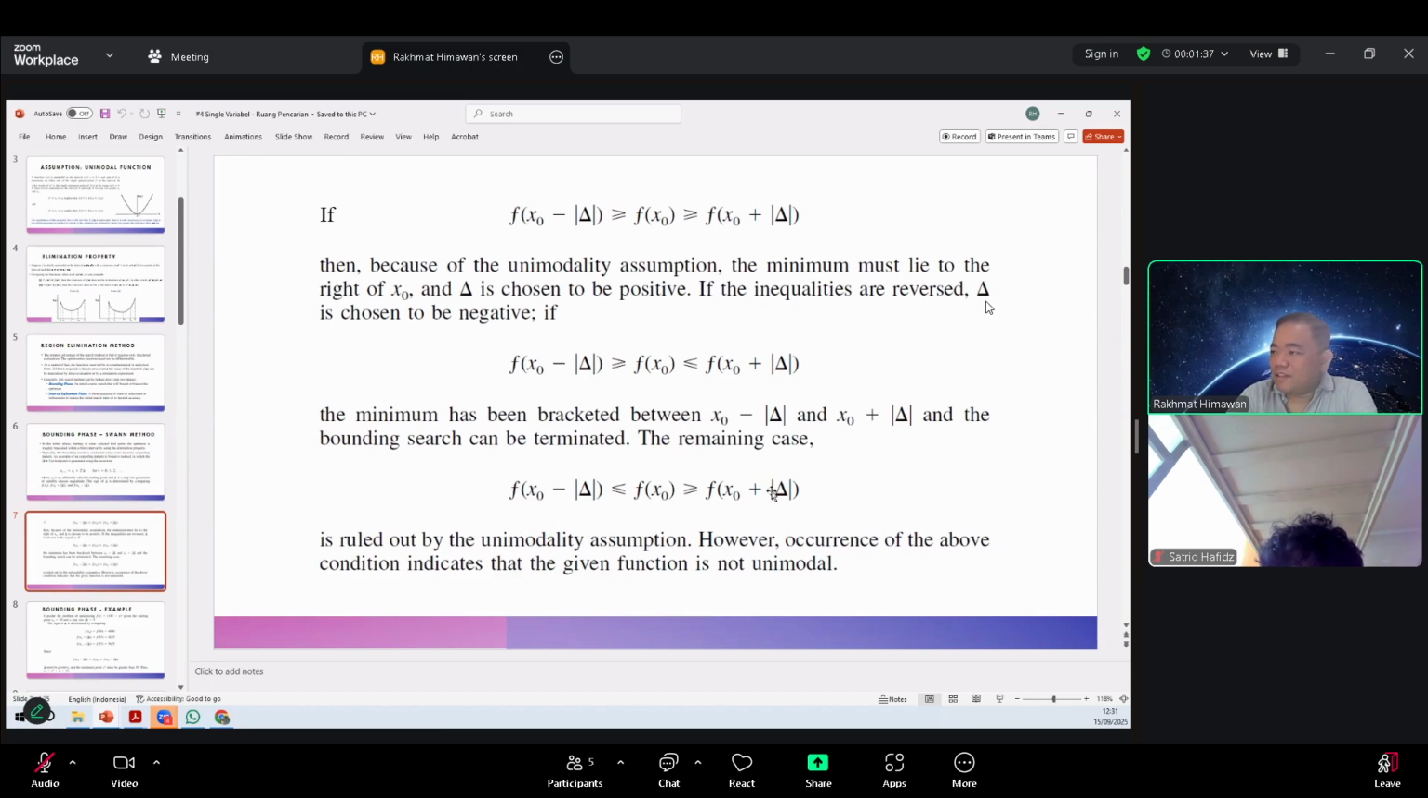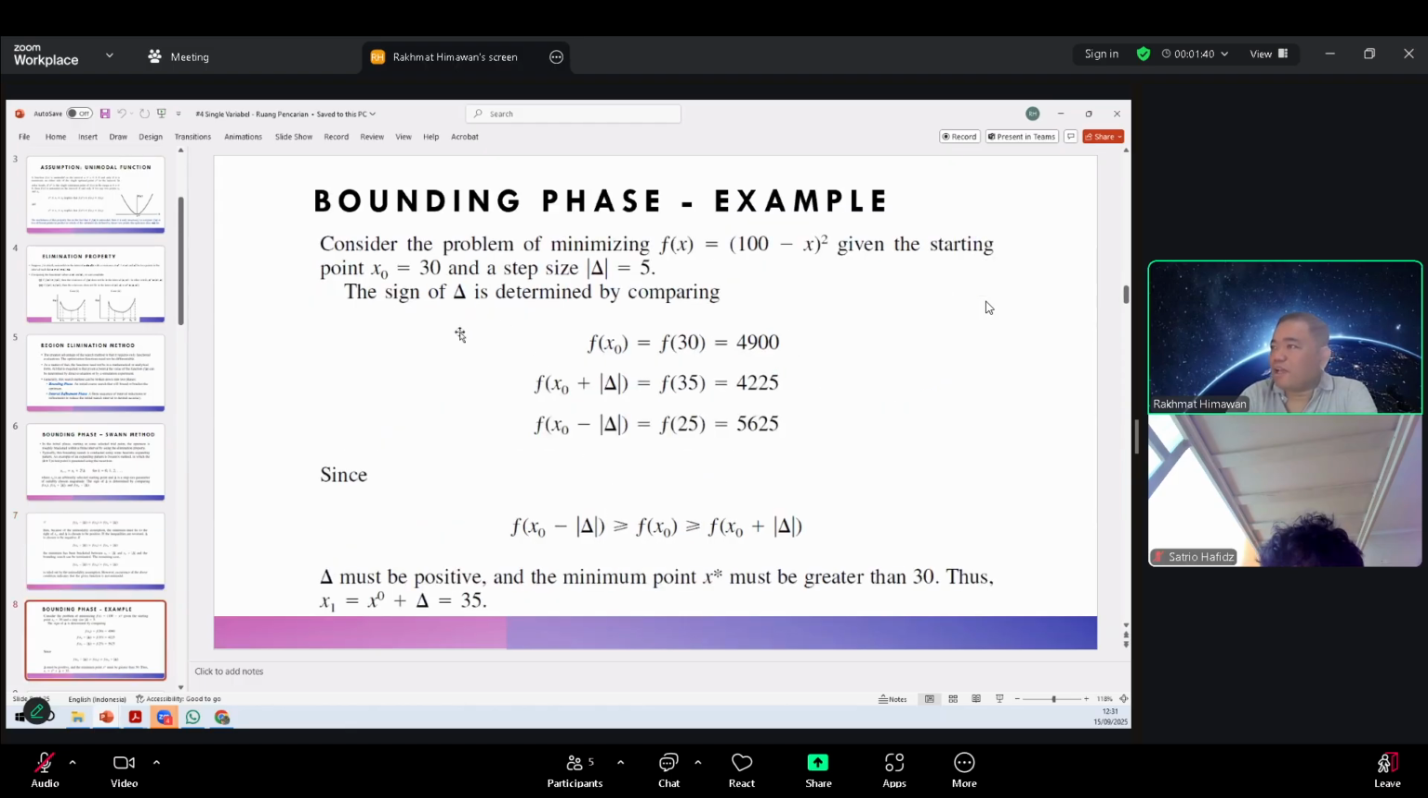Okay, let's do the example, the bounding phase. Here we have this problem. This is the equation: f(x) is 100 minus x to the power of 2. You're given the starting point x0 as 30, and you're also given a step size of 5. Now we are trying to find a good bounding phase between A and B. What is A and what is B, for example?